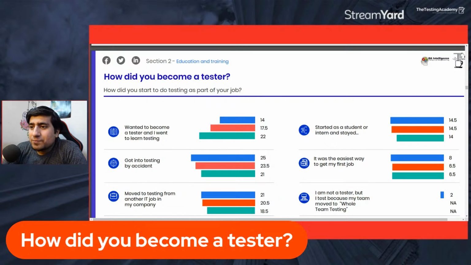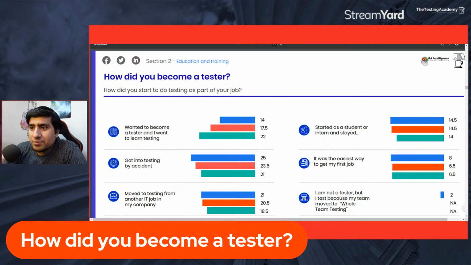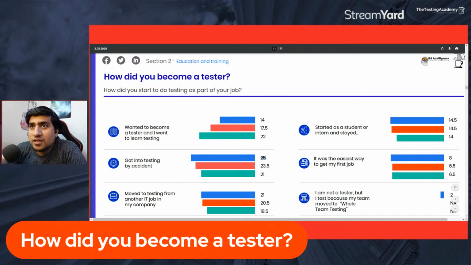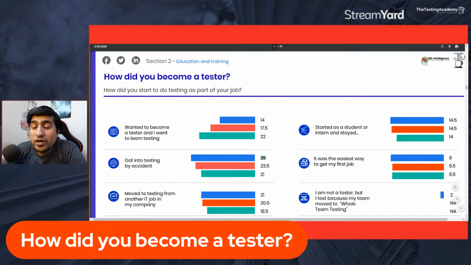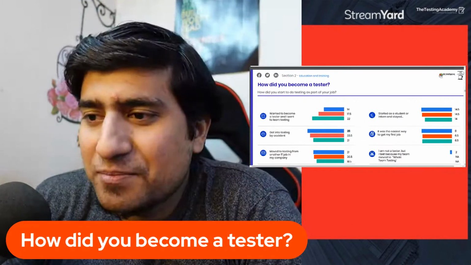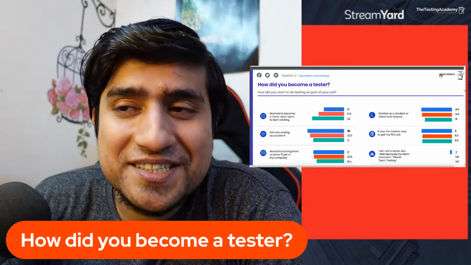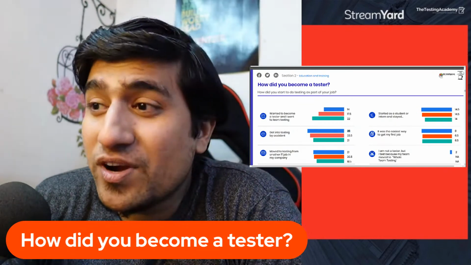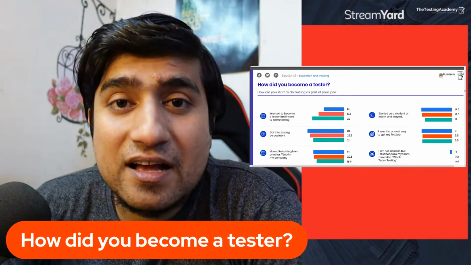Let me tell you, the report is saying 25%, 25 out of 100 people got into testing by accident. This is just mind-boggling, guys. This is just amazing, right? 25% of people are still in software testing by accident.